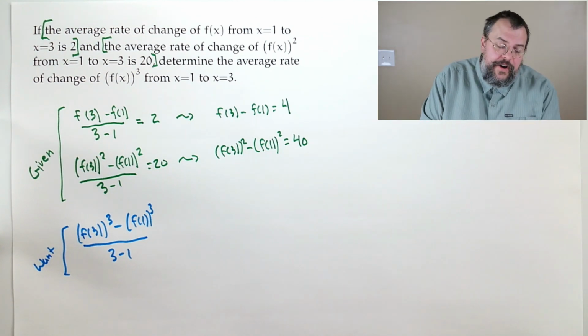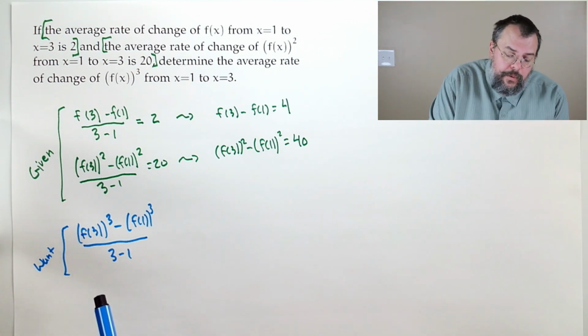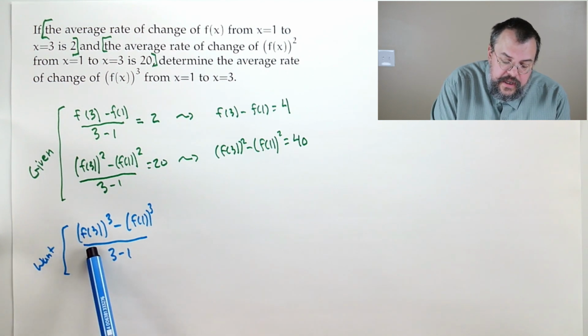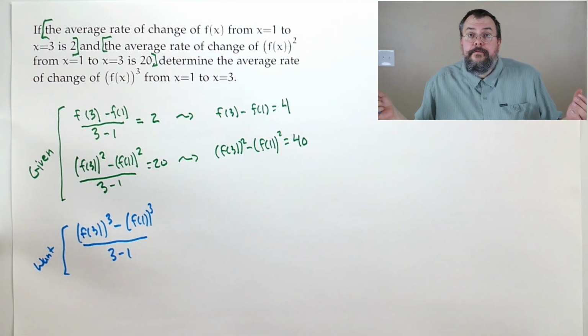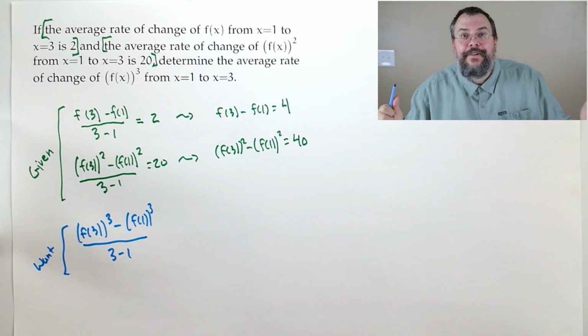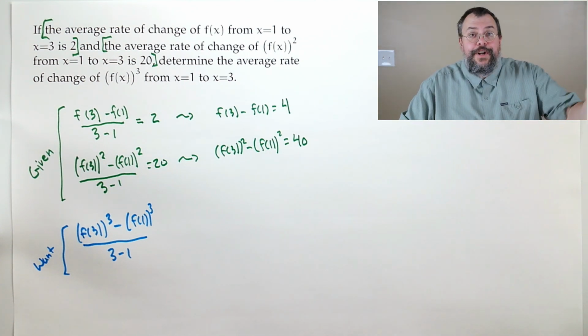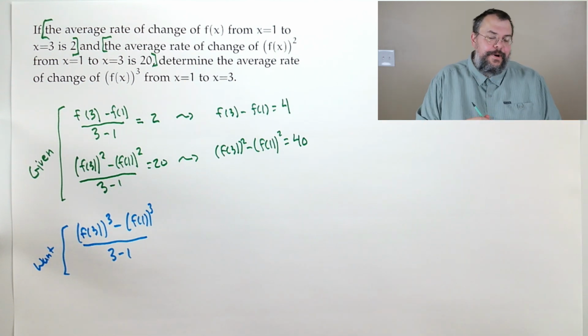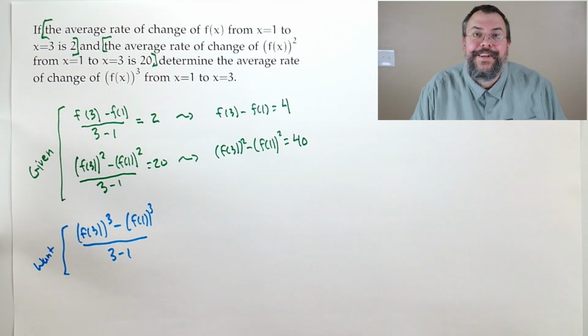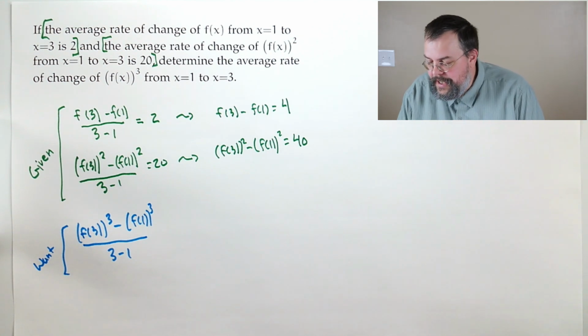We say, well, if I want to know this expression, what I really need is what is f of 3 and what is f of 1. If I knew that, life would be good. Well, of course, life is always good. But maybe I should say life would be really good. And we like it when life is really good. So how are we going to get there?